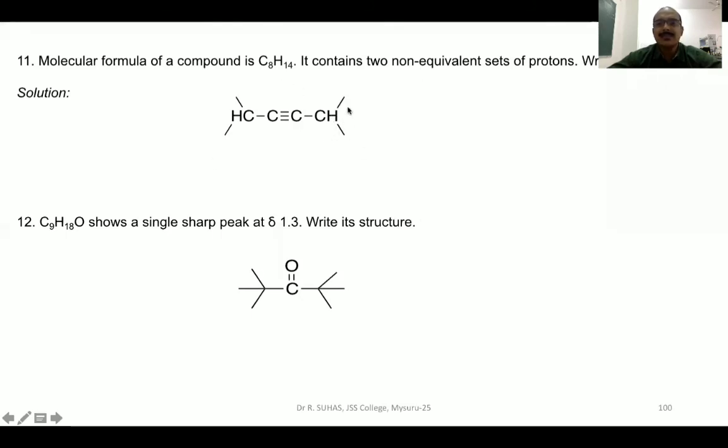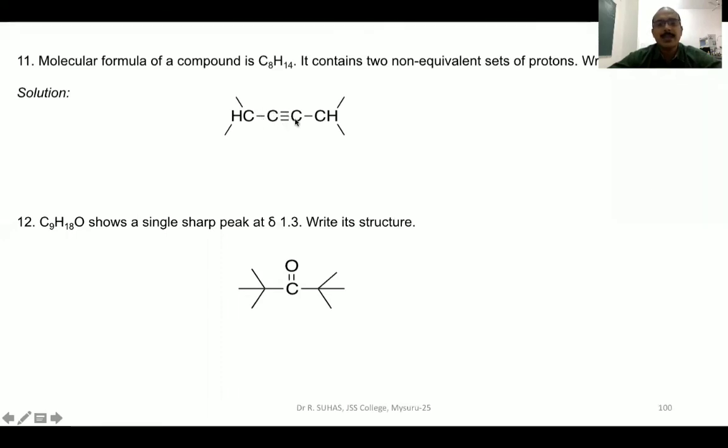So this CH is different, this CH3 is different. So two sets of non-equivalent protons, it is satisfied. Protons 14, it is satisfied, but we have to check the number of carbon atoms also. So here 1 2 3, 1 2 3, 3 carbons each we have taken. 3 plus 3 is 6. We are left with two more carbons, and no more protons.